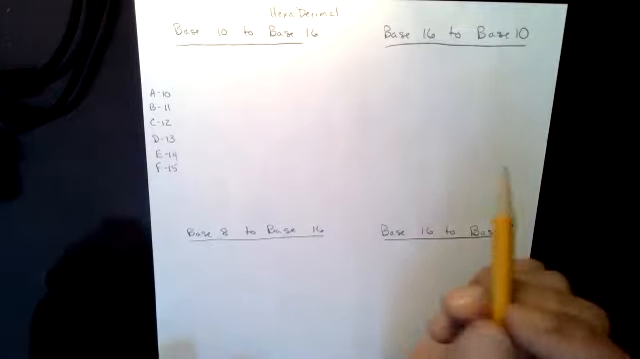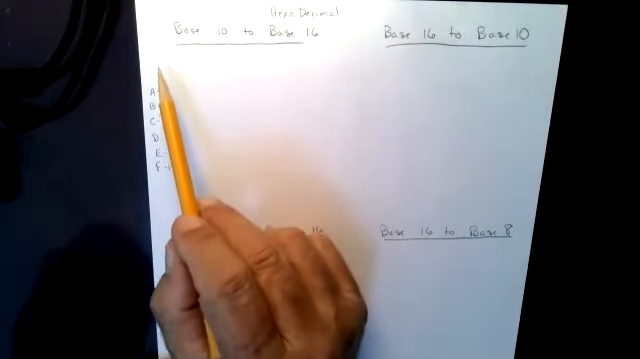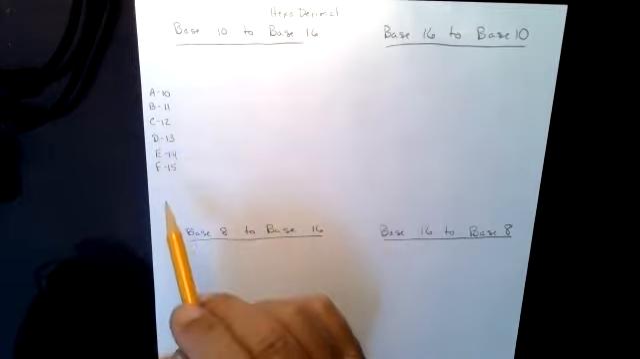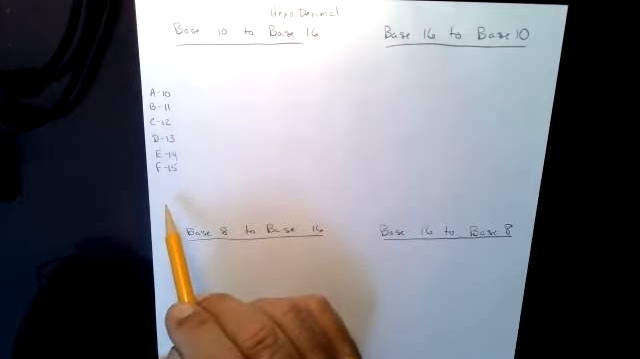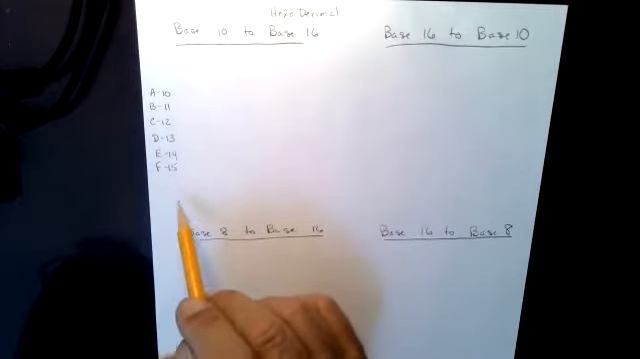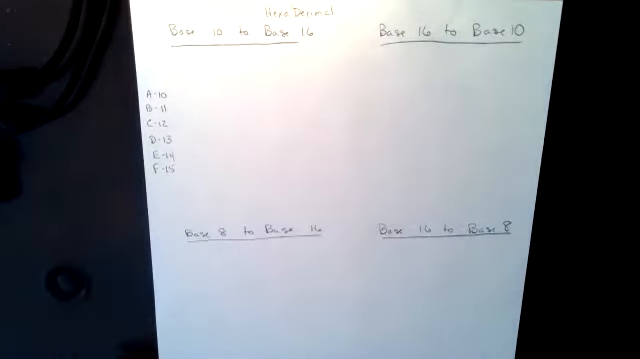So if I was counting in hexadecimal, I'd be going 0, 1, 2, 3, 4, 5, 6, 7, 8, 9, A, B, C, D, E, F, 10, 11, 12, 13, all the way up to 19, 1A, 1B, 1C, 1D, 1E, 1F.